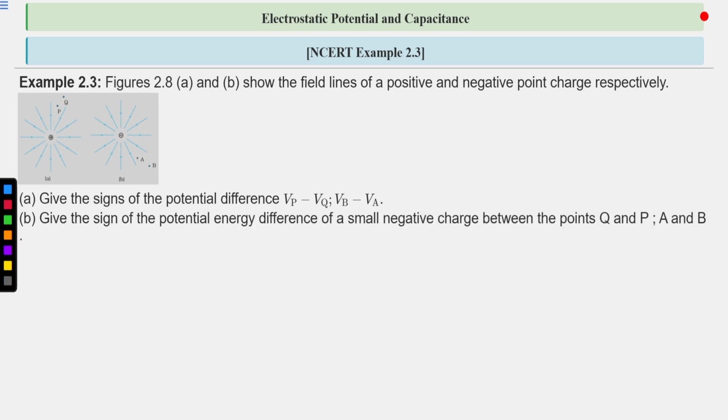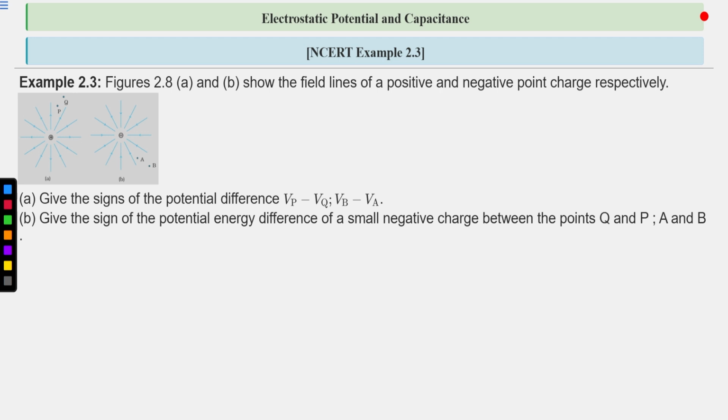Second part. Give the signs of the potential energy difference of a small negative charge between the points Q and P and A and B. Again, now they are asking the sign of potential energy of a small negative charge.